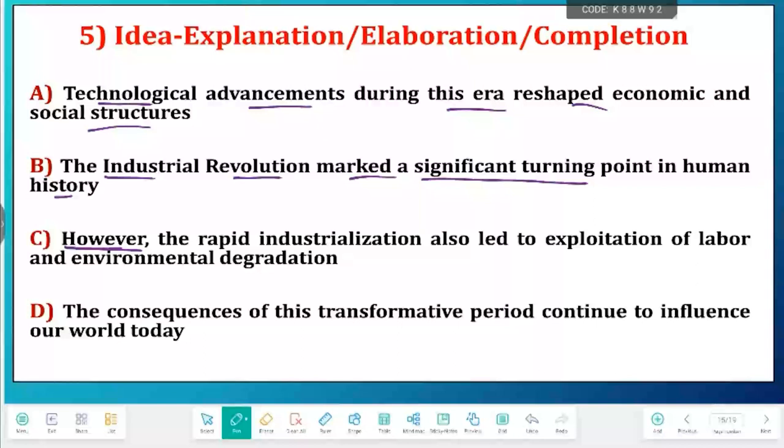However, the rapid industrialization also led to exploitation of labor and environmental degradation. And the last statement is the consequences of this transformative period continue to influence our world today. So these are the four statements. Tell me, what is the idea over here? What do you think will be the idea over here?